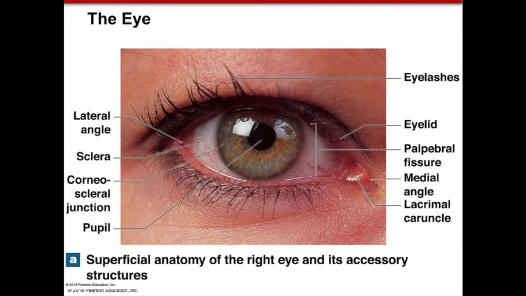So here it is, the anatomy of the eye from the outside. There are aspects as to the opening between the eyelids that we can discuss. That opening is the palpebral fissure. There's a medial angle and the lateral angle. And then you have the sclera, which is the white part of the eyes.